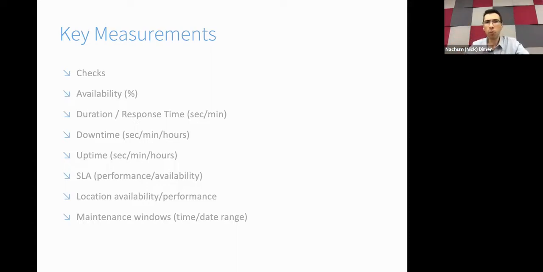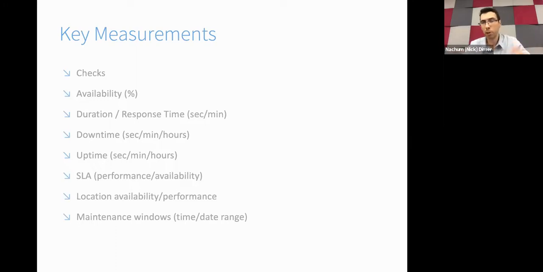Downtime is the amount of time that the system or transaction wasn't available, which means it was in a failed state. And uptime is exactly the opposite, which means how many hours, usually, overall in the last week or last month our system was up. So those are also very important measurements.